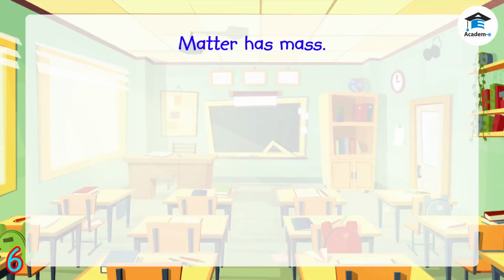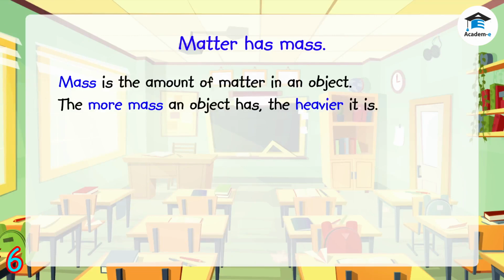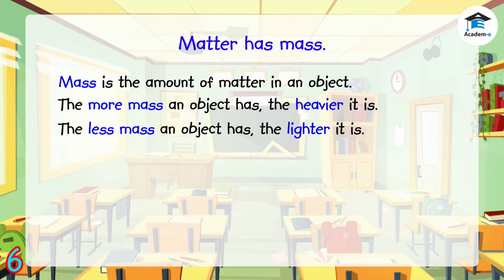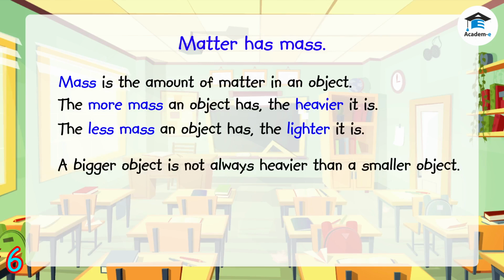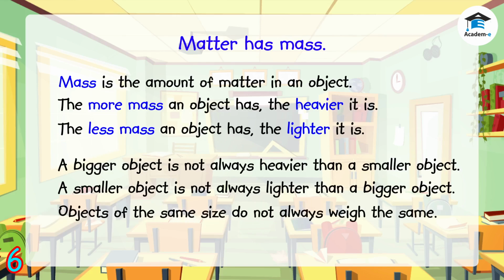Matter has mass. Mass is the amount of matter in an object. The more mass an object has, the heavier it is. An object that has less mass is light. A bigger object is not always heavier than a smaller object, and a smaller object is not always lighter than a bigger object. Also, objects of the same size do not always weigh the same.